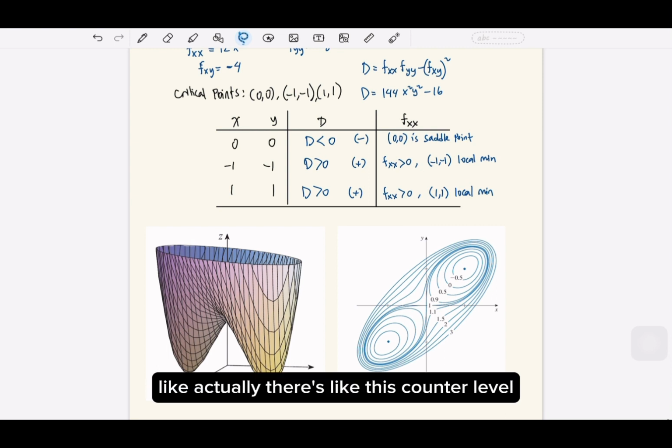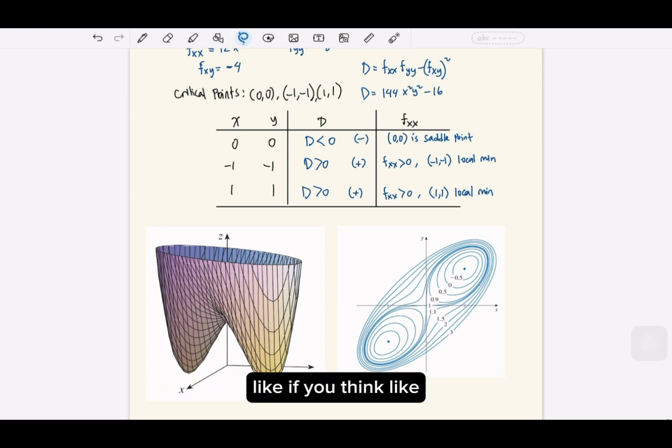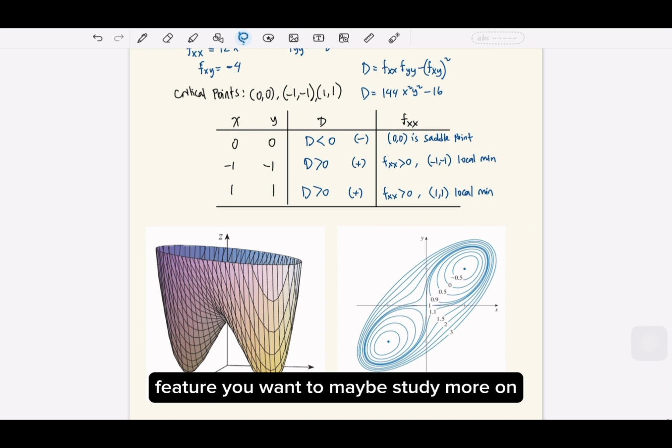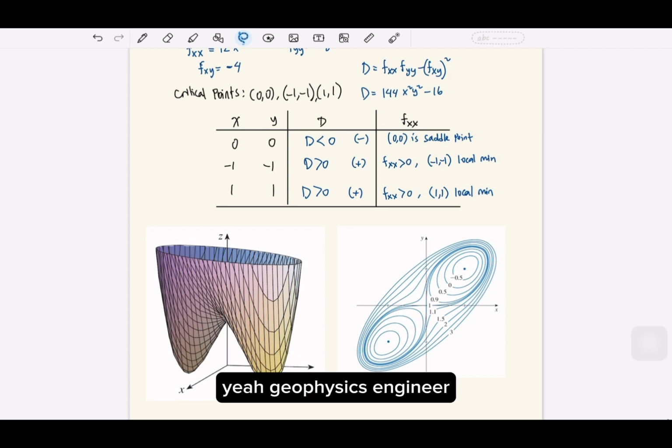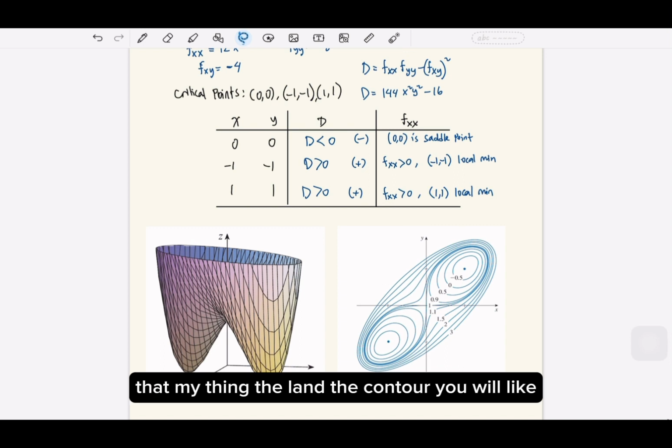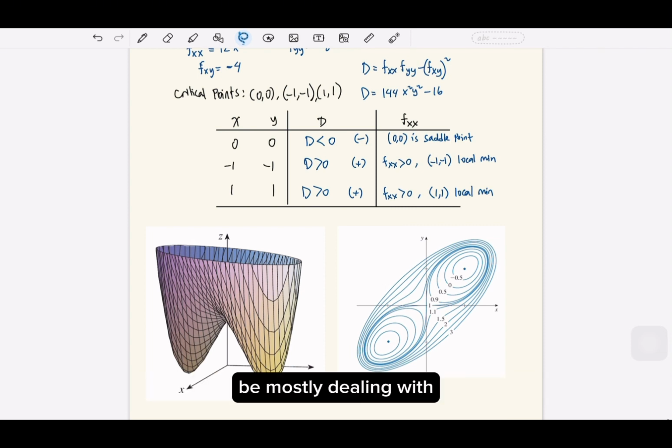Like actually, this contour level, if you think in the future you may want to study more geophysics or geophysics engineering, like mapping the land, the contour, you will mostly be dealing with some method to simulate how the surface looks like. I think now people are using drones.